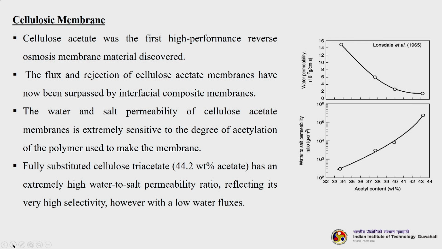So, let us see the cellulosic membrane. Cellulose acetate was the first high performance RO membrane material that was discovered, and the flux and rejection of cellulose acetate membranes have now been surpassed by interfacial composite membranes. The water and salt permeability of cellulose acetate membrane is extremely sensitive to the degree of acetylation of the polymer used to make the membrane.